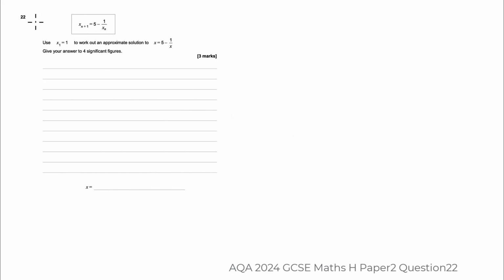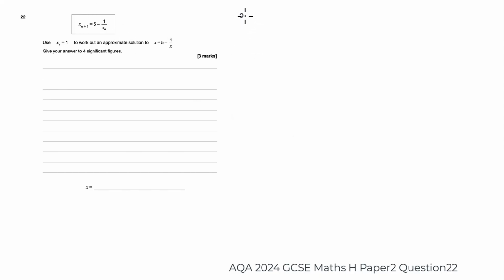Well, here's question 22. And in the box here, we're given an iteration formula, and we're told that it starts at 1. And we have to use this formula to work out an approximate solution to this equation, x equals 5 minus 1 over x. And we have to work to 4 significant figures. So let's figure out what this iteration formula is telling us.